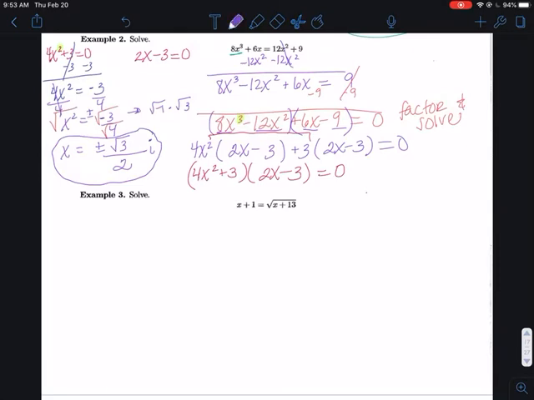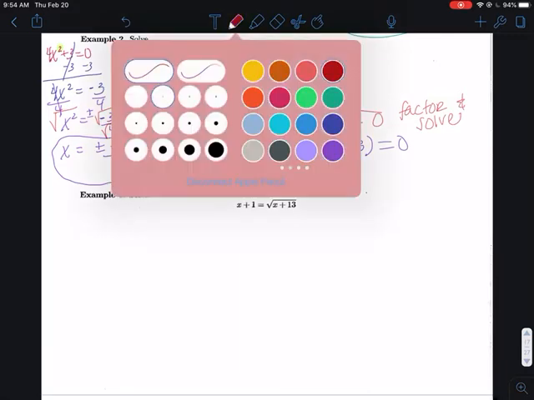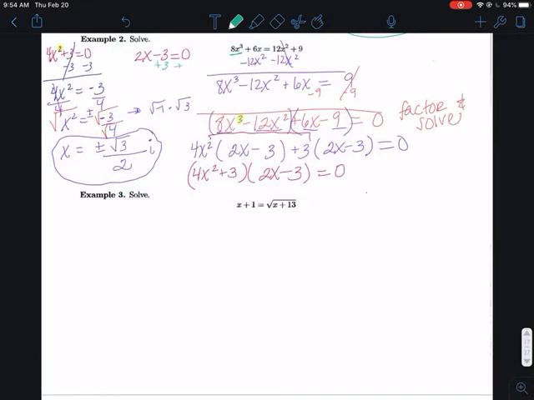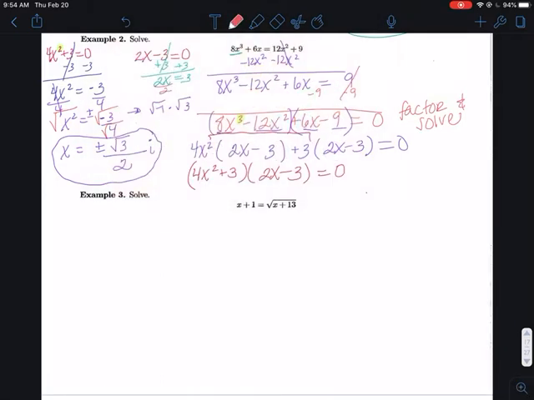And then the last part of this equation, I need to solve this 2x minus 3. So I'm going to add 3 to both sides. That's 2x equals 3. Then I'm going to divide both sides by 2. So x equals, let me go ahead and delete this. We don't need this anymore. x equals 3 over 2.